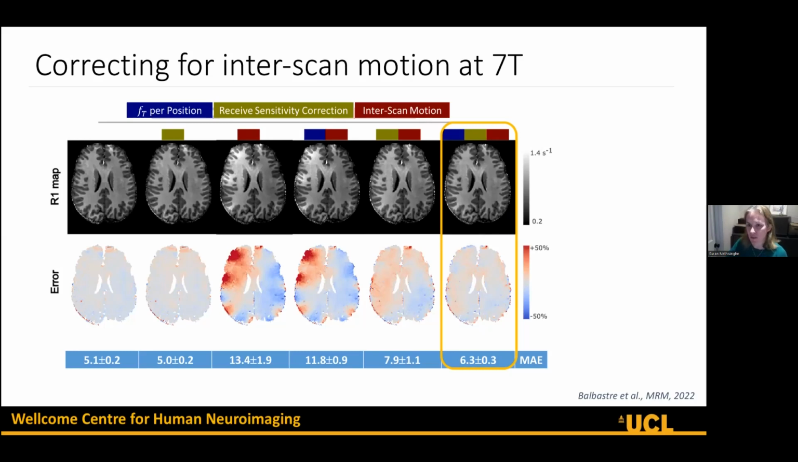But this isn't so easy to do because to get very accurate transmit field measurements takes quite some time. So we start to increase our protocol duration if we were to do this. But the receive field can be done in a matter of seconds and therefore is something that should be integrated into practice.